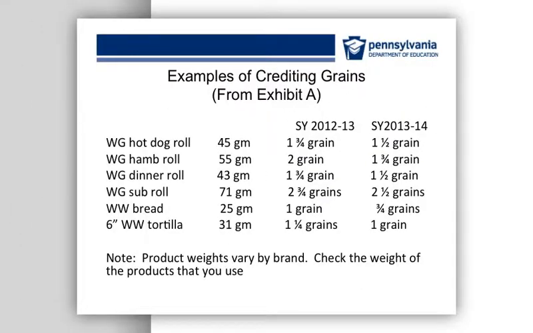Here's an example of how grain products of various weights may be credited in school year 2012-2013 and in school year 2013-2014 using Exhibit A. You'll see that in 2012-2013, a whole grain hot dog roll would be credited as 1 3/4 grains, and in school year 2013-2014, that same grain will be credited as 1 1/2 grains.